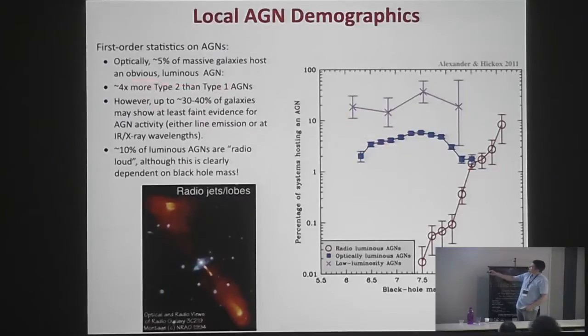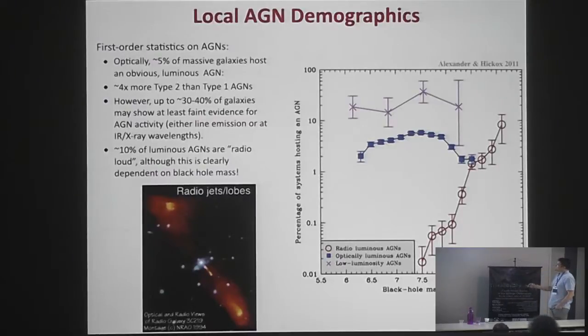In the optical, we see about 4 times as many type 2s as type 1s. When we go into the other bands, this changes, and so we don't see that as much. We see a more equal ratio at some point. 10% of the AGNs are radio loud, but there's a clear dependence here, right? So this is the X-ray and mid-infrared, this is the optical, this is the radio. And so there's a huge dependence on black hole mass, which is what I sort of alluded to in the last class, but didn't really talk about.